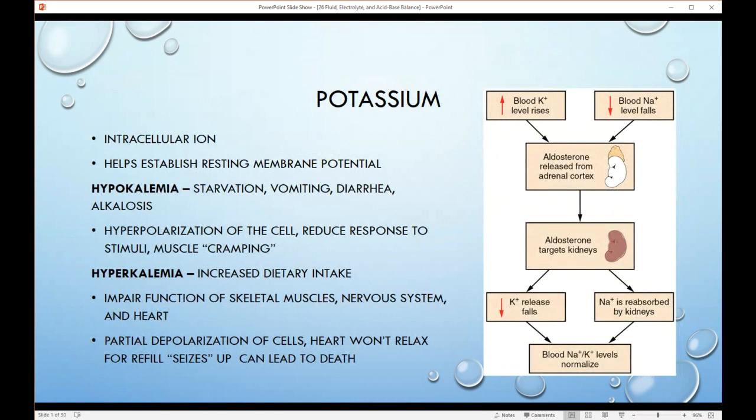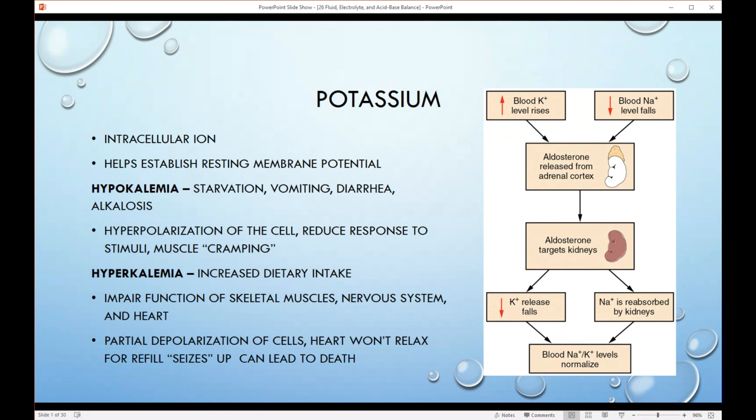Potassium. Remember, potassium is inside of our cell. We put that potassium inside, and it's going to help establish our resting membrane potential. Hypokalemia is when we have too little potassium. Okay, we can do that through starvation most often, or through excessive vomiting, diarrhea. We can also get it through alkalosis, when it's going to cause a hyperpolarization of the cell.